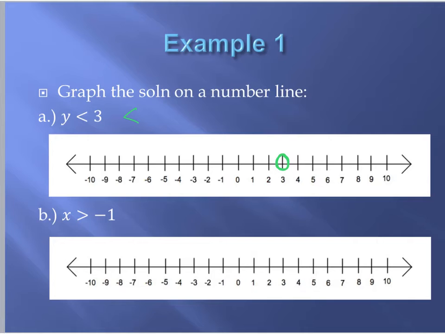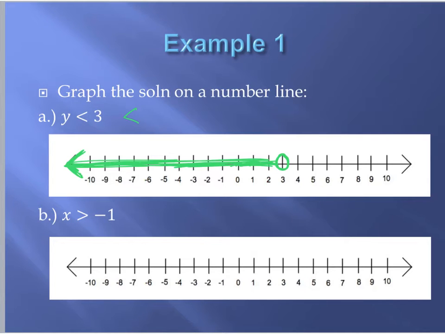You can do this in one of two ways. You can think about it logically: we know the number 2 is less than 3, and 1 is less than 3, and 0 is less than 3. So we're going to draw an arrow. I'm going to fill this in just so you can see it, and then we'll show our arrow going in this direction. What this tells me is that any number in the direction in which this arrow is pointing is going to be a solution of this inequality.